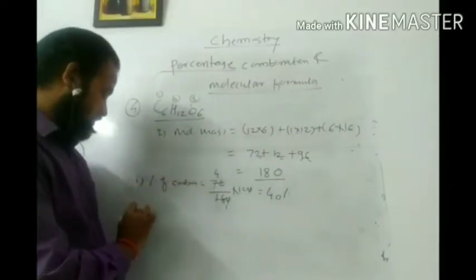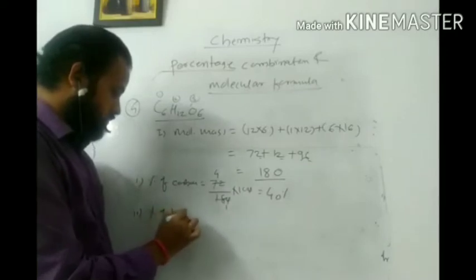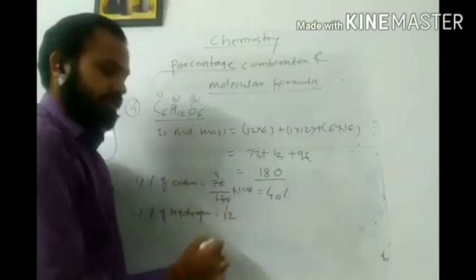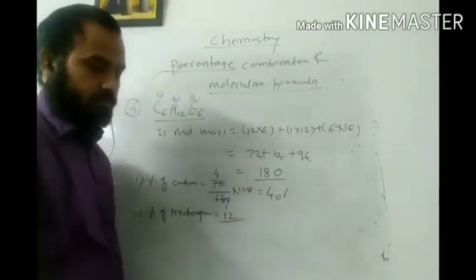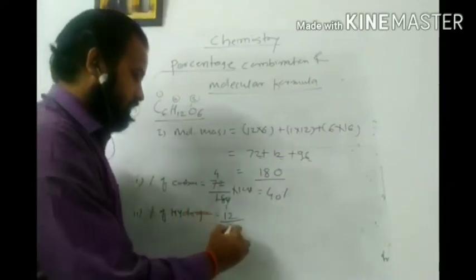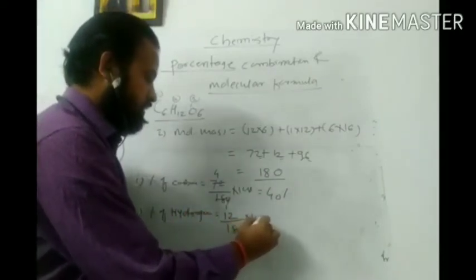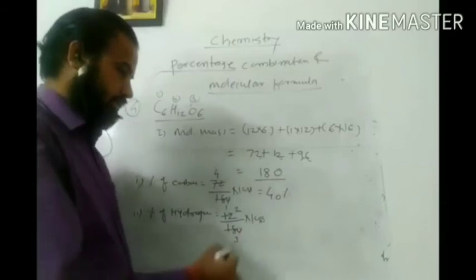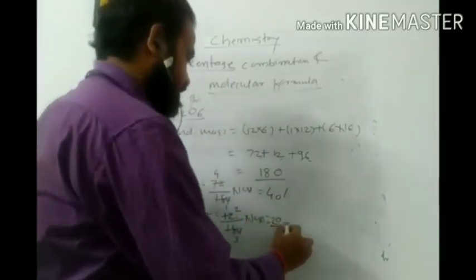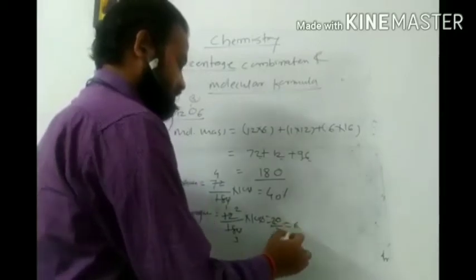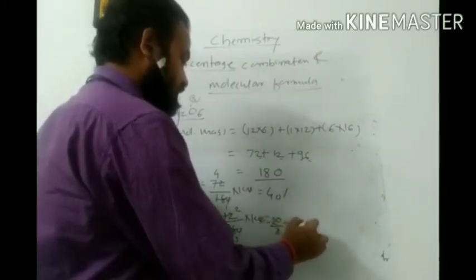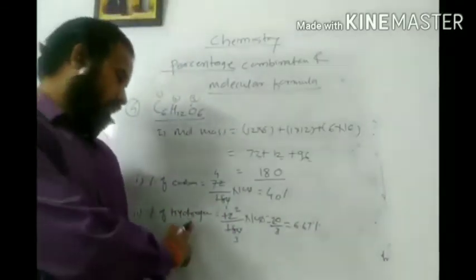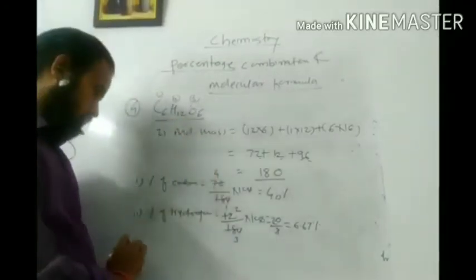Now what about hydrogen? Percentage of hydrogen is equal to, here 12 atoms are there having atomic mass 1, so it becomes 12 divided by 180 into 100. The 0s get cancelled out, so it becomes 20 divided by 3. If we simplify it, it is 6.67%. I can say 6.67 percent of hydrogen is there in this compound, glucose.